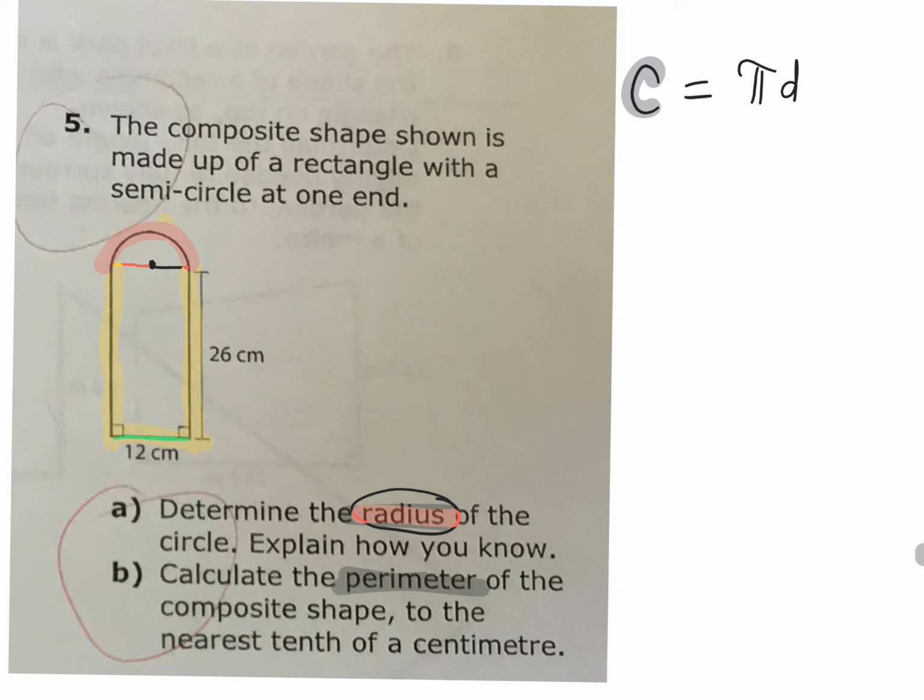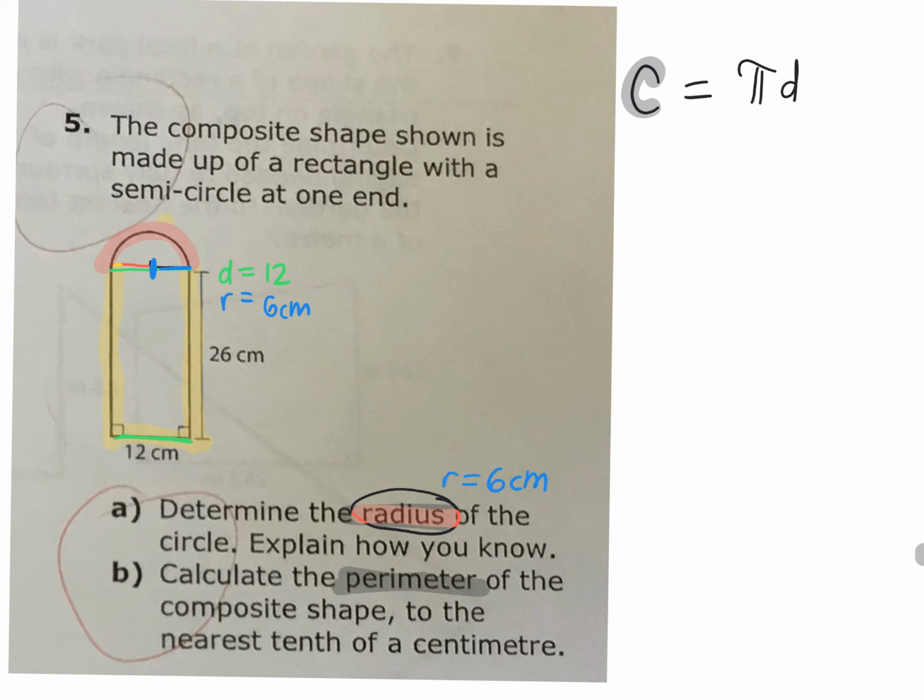Why did you use this 12? It's the same distance, right? So actually that tells us the diameter, right? So we know the diameter is equal to 12. What's the radius equal to? What's half of 12? 6. Okay? So for A, the radius is equal to 6 centimeters.